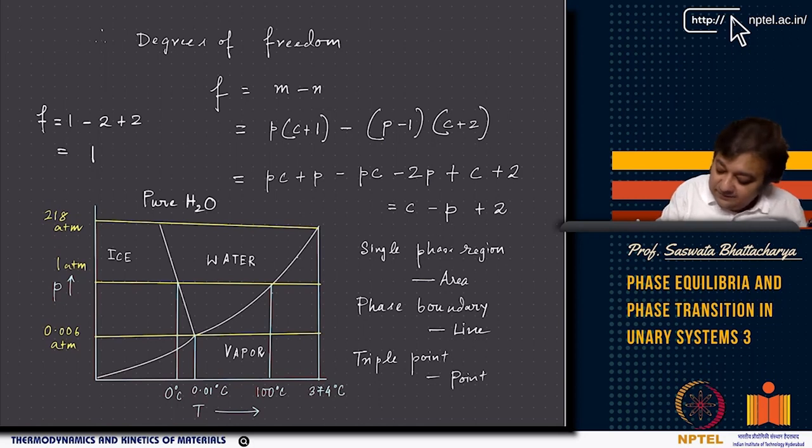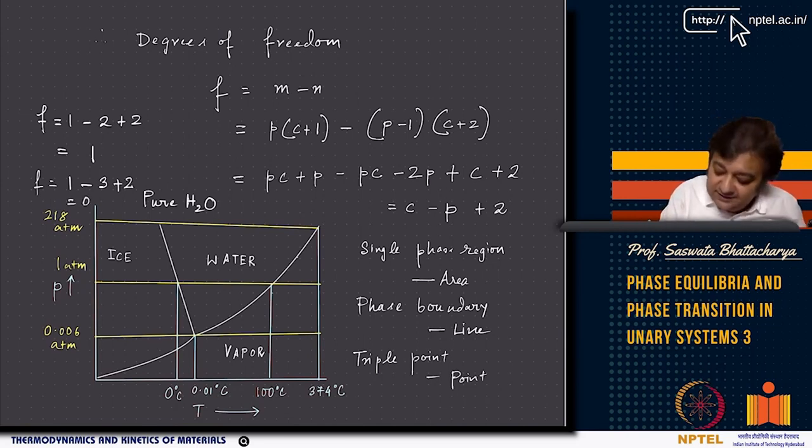Similarly, if you have a triple point, at the triple point F equals 1 minus 3 plus 2, you have three phases and one component. This is for a unary system. So this comes out to be 0. So the triple point is uniquely determined.